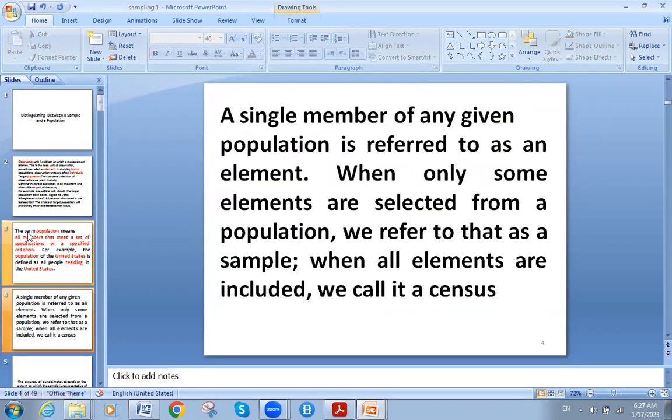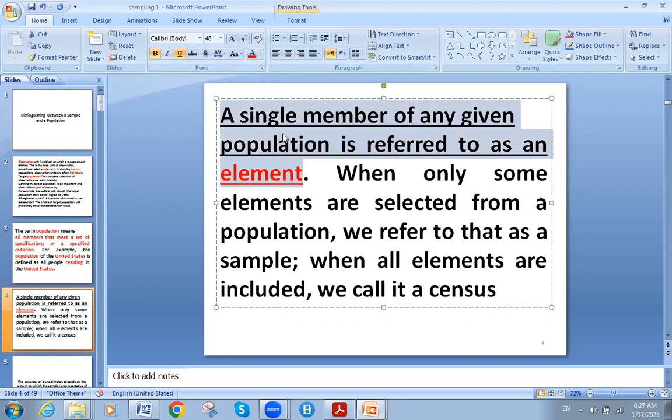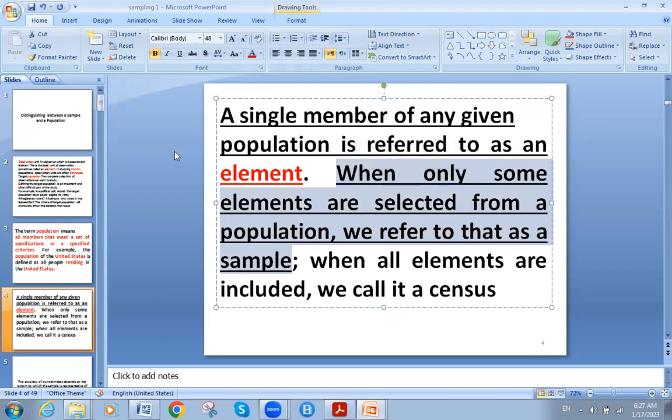A single member of any given population is referred to as an element. When only some elements are selected from a population, we refer to that as a sample. Here is the relationship between the population, the element, and the sample.